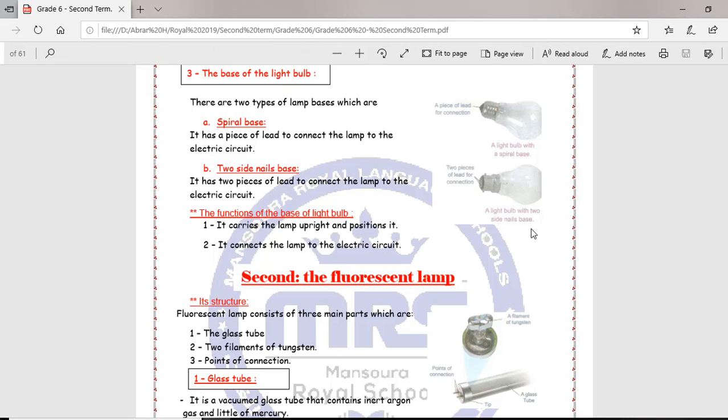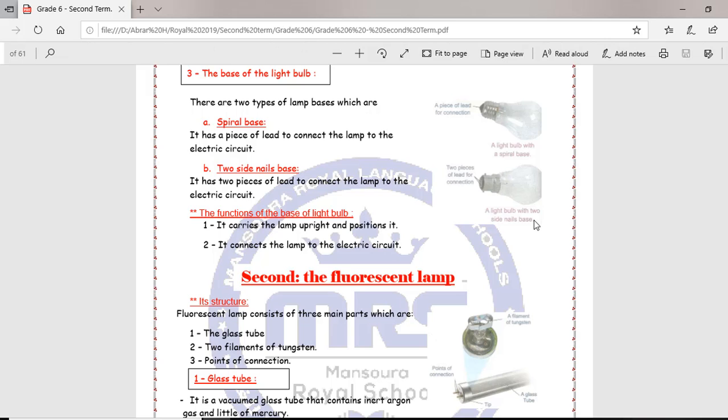First one is to carry the lamp in an upright position, and the second one, it connects the lamp to the electric circuit. So the functions of the base of the light bulb are to carry the lamp in an upright position and to connect the lamp to the electric circuit. So we have here the light bulb consists of three parts: the filament, the glass bulb, and the base of the light bulb.